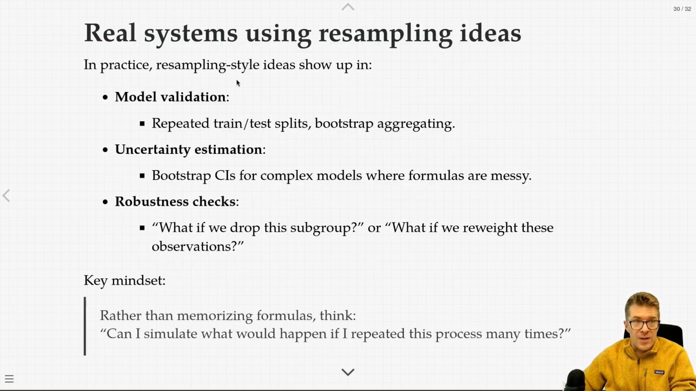In practice, real resampling style ideas show up in model validation. We'll talk about this later. Uncertainty estimation, robustness checking, which again is going to be very important, especially in high-stakes contexts. And it reminds us of the key mindset we need to have as proper scientists and proper individuals, rather than just memorizing formulas, which nevertheless is important. We need to be able to think about the idea of testing our hypotheses and not being satisfied with a particular set of results.